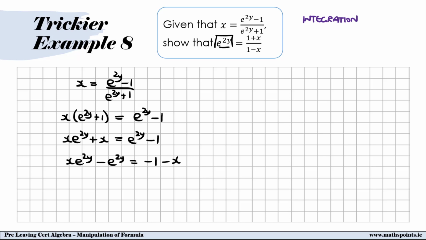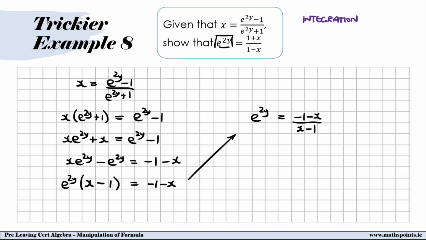I'm going to factorize the e to the power of 2y, and x e to the power of 2y divided by e to the 2y is x, minus e to the 2y divided by e to the 2y is 1, and that's equal to minus 1 minus x. To get e to the 2y on its own, I can see that it's being multiplied by an x minus 1, so I'm going to divide both sides by x minus 1. So on the left hand side, that would leave me with e to the 2y, and on the right hand side, I would have minus 1 minus x over x minus 1.